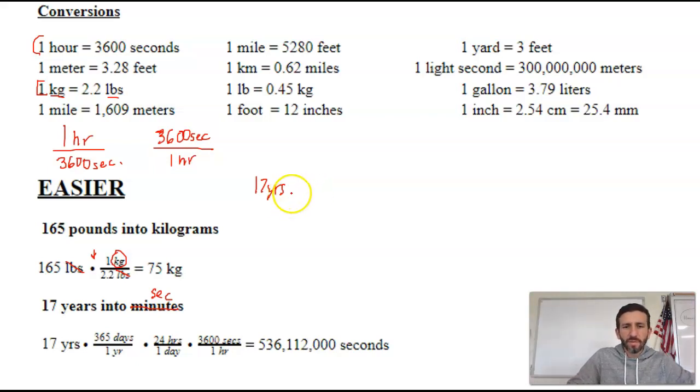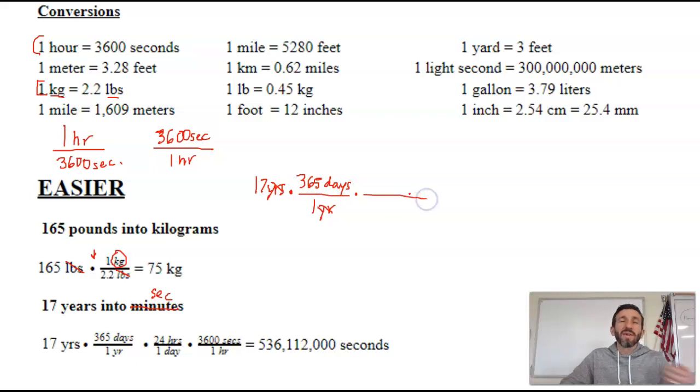So I'm going to start with 17 years. I know that there are 365 days in a year, so I'm going to try that. I'm putting year at the bottom so that those will cancel each other out, and I'm going to do 365 days. Well, I know that there are 24 hours in a day. I don't know the seconds yet, so I'm going to get rid of day, and I'm going to get my hours.